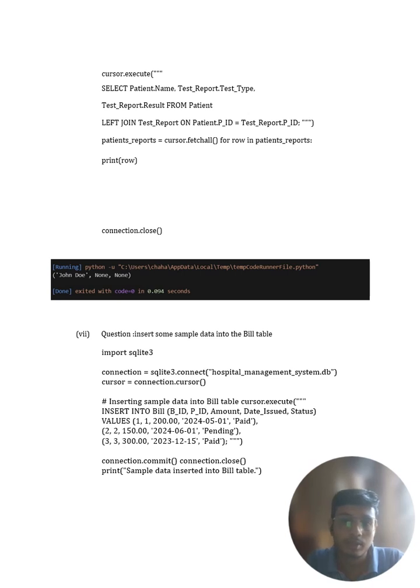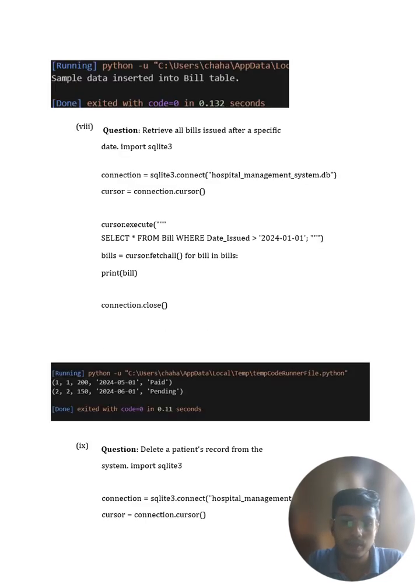Then question number 7, which is to insert some sample data into the bill table. I've created a bill table initially, so I have to insert some details in it. I am inserting the bill ID, patient ID, amount, date issued, and the status of it, like whether it is paid or unpaid. I've given a query and the sample data is inserted; if it was not executed, it should not have shown this. So now move to question number 8, which is part of it only.